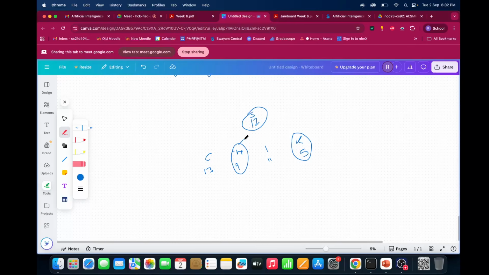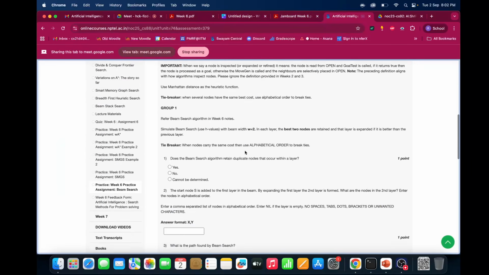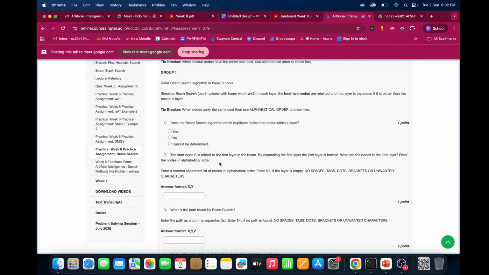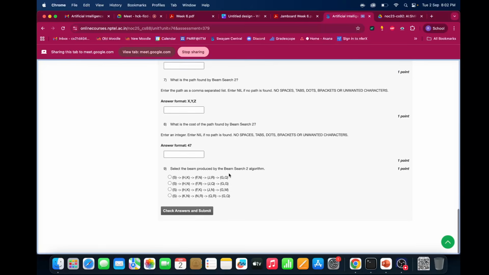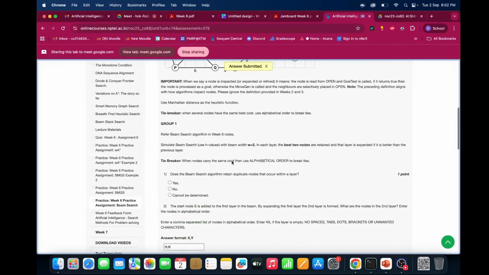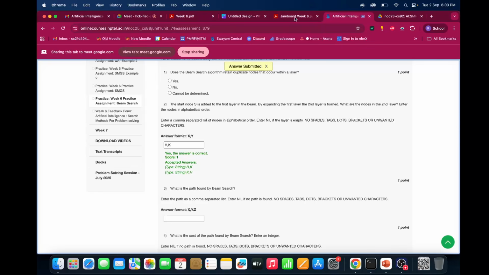So these will be the second layer of the beam search, right? So let's try to answer that. That is correct. Yes. Now let's continue the search and see whether we reach the goal node or not.